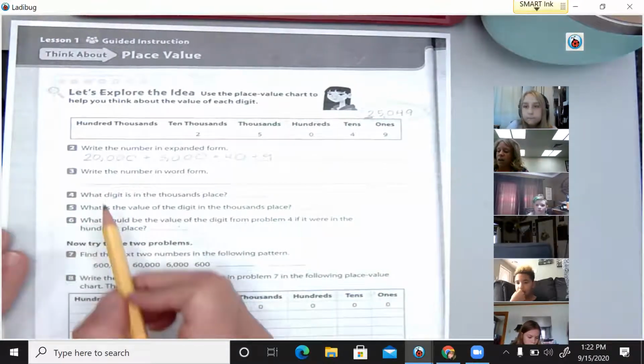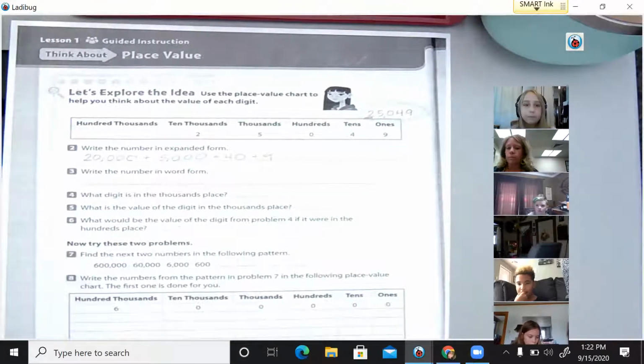Okay, who thinks that they could tell me how to write this in word form? And I want you to try spelling for me. I know some numbers are really hard to spell, so I'll help you. But just try your best. Anyone want to try?